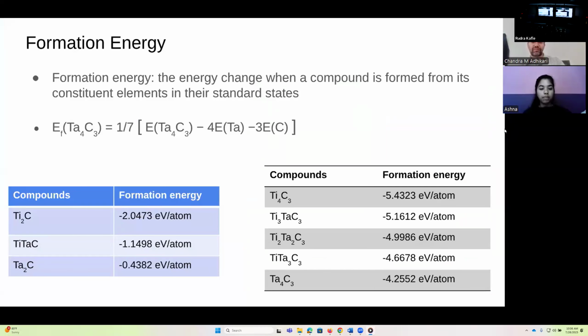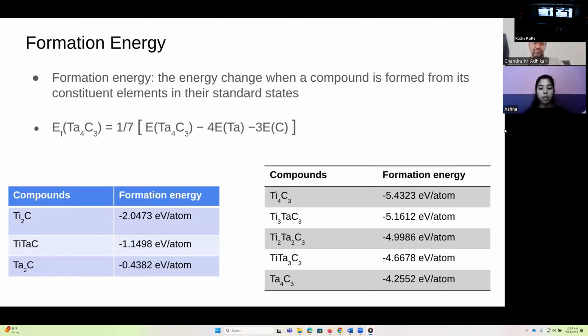Formation energy. Formation energy is the energy change when a compound is formed from its constituent elements in their standard states. The formation energy is calculated by subtracting 4 times the energy for tantalum and 3 times the energy for carbon from the energy of the formula unit of tantalum-4 carbon-3. Then it's divided by 7 to find the energy per atom. In the diagram on the right, we can see Ti4C3, Ta4C3, and other compounds and their formation energies.